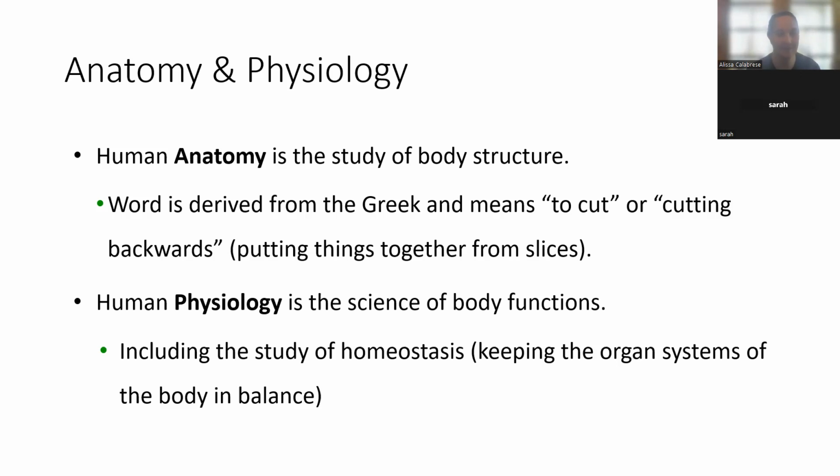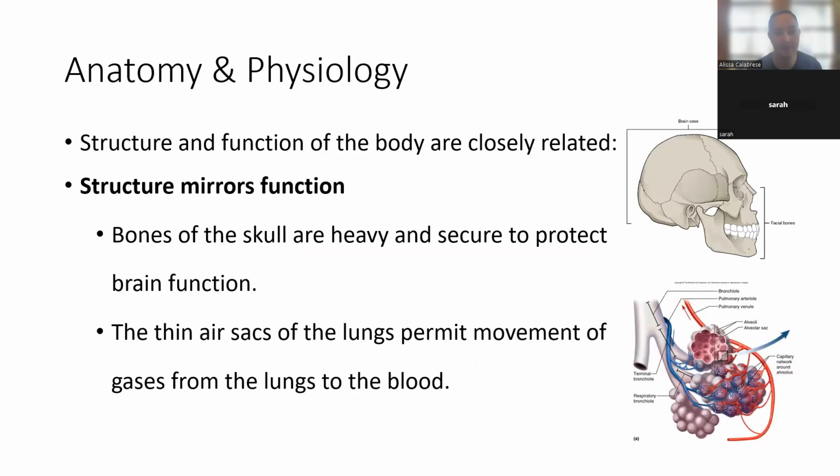So what is anatomy and physiology? Anatomy is the study of structure. Physiology is the study of function. We need both, and both kind of go together. So we need to understand the structures of the body and how they work. And structure mirrors function in a lot of ways.